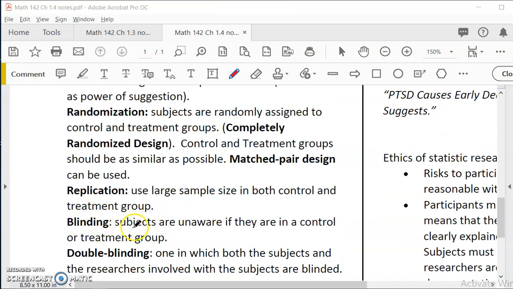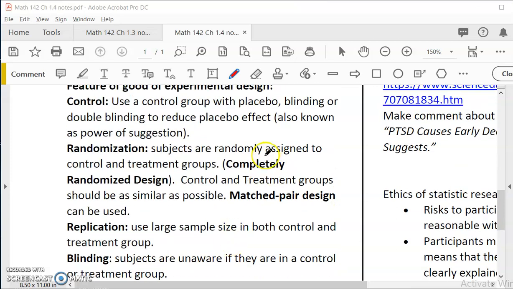Blinding is a situation where subjects are unaware if they are in a control or treatment group. They may be taking a treatment, but it could be a placebo or the real treatment. Double blinding is one in which both the subject and the researcher involved with the subjects are blinded. That means the people that pass out the treatment would not know who is receiving the placebo or who is receiving the real treatment. So this reduces the chance of the subject knowing whether they are in the control or treatment group.